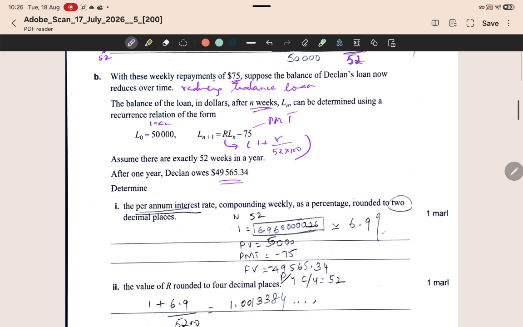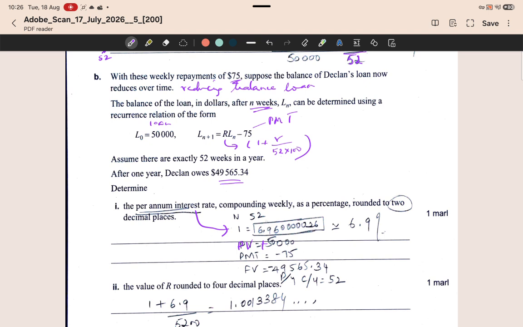Determine the per annum interest rate compounding weekly as a percentage, correct to 2 decimal places. Now, you can calculate this on your financial solver. Because it's after 1 year, n is equal to 52. It's a loan, so the principal value is positive because money comes to him. So anytime money comes towards a person, that's positive.